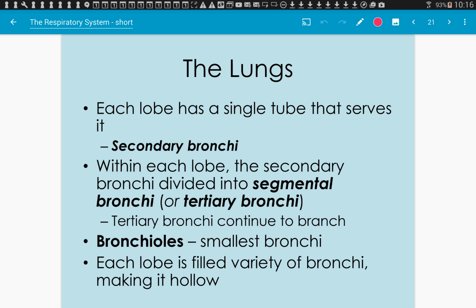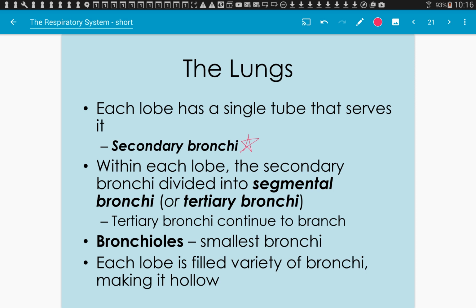Okay, so each lobe is supplied with air from what we would call a secondary bronchi. The primary bronchi branches to the right or the left side, and then from there it branches further into what we call the secondary bronchi, which leads to each different lobe. Okay, and then once you're in that lobe, the bronchi branch and get smaller and smaller, and so they'll branch into the segmental bronchi. Sometimes you can call it tertiary.